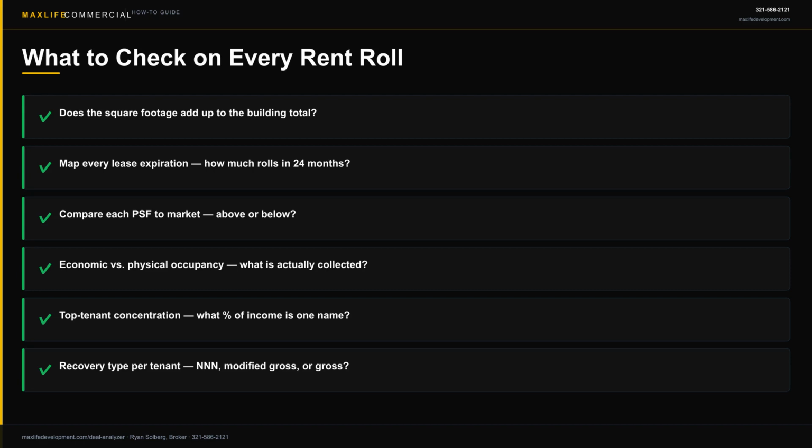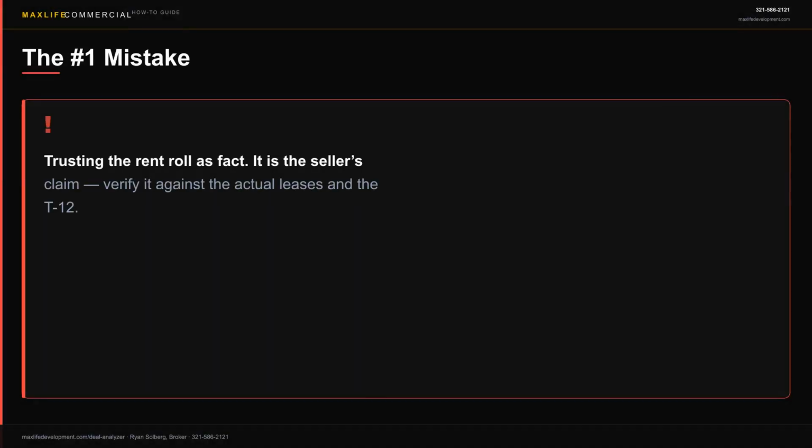So verify everything. Match every row against the actual signed leases. Reconcile the income against the T12, the trailing 12 months of real operating numbers, and get tenant estoppels to confirm the terms. The rent roll points you where to look. The leases and the T12 tell you what is true.